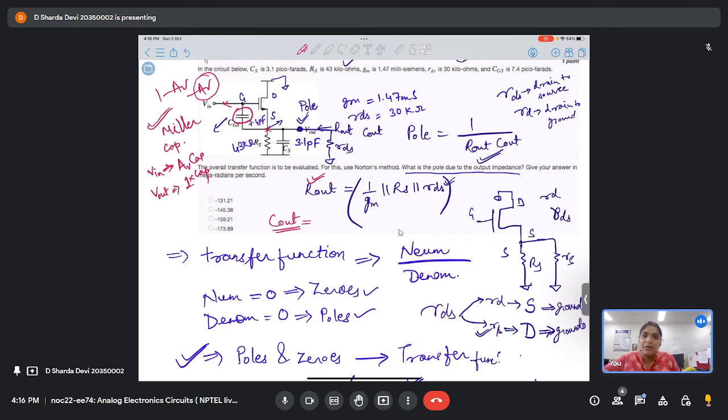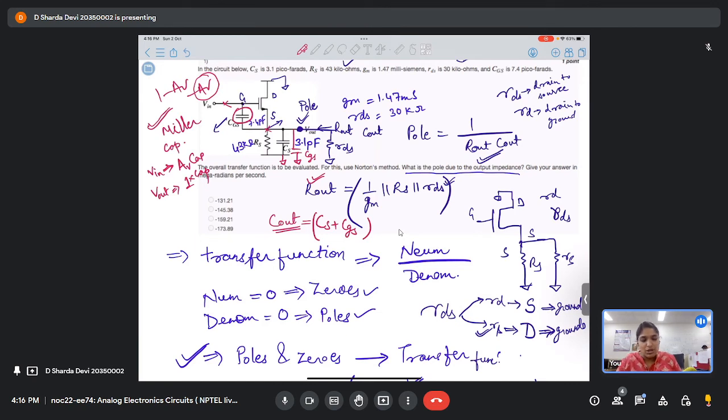They will actually be parallel to each other, and in parallel they are added. CGS will come from output to ground, and CS is also from output to ground. So these two are parallel. When capacitances are in parallel, the resultant is their sum, right? So this is what you will get.